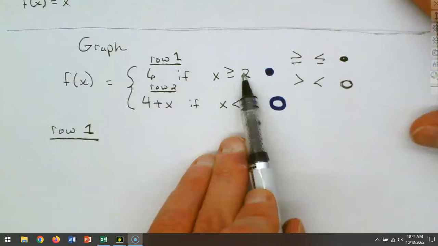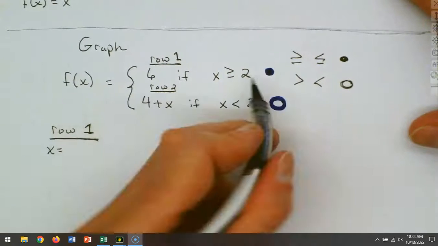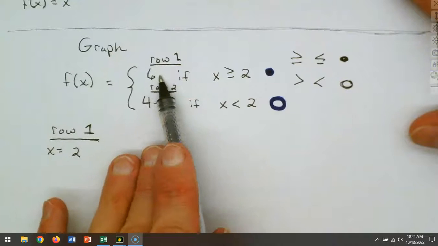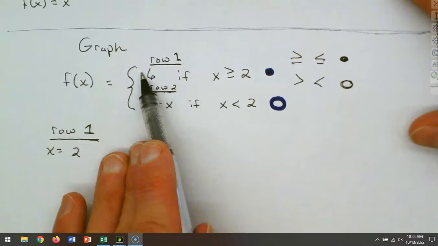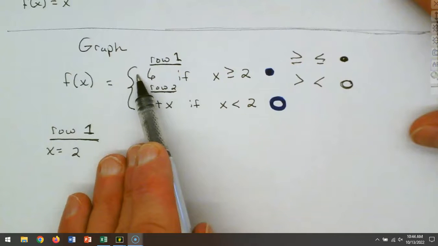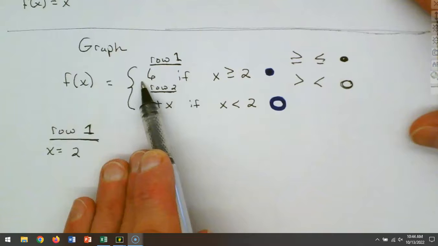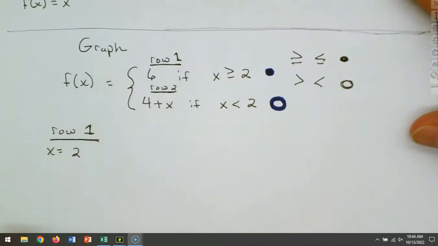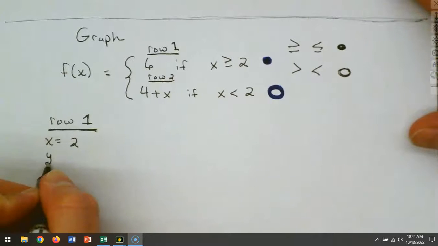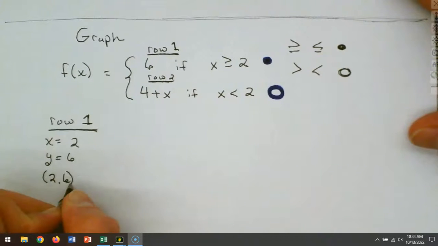Okay, so we plug it in. Row 1, we're going to use x equals, plug in that 2. Now, what is row 1 going to be? Row 1 is the constant function 6. So it doesn't matter what we put into the first row, what do we get out every time? It's a constant function, right? So we get out 6. So if I plug in 2 for the x value, what do we get out? 6. And that's going to be the ordered pair (2, 6).